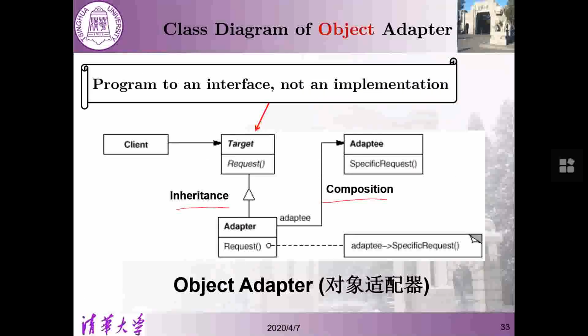By accessing the target, this base class, we are programming to an interface. So by programming to an interface, we follow the open-close principle because we are adding new code. We are adding this new code. We are not modifying old code.